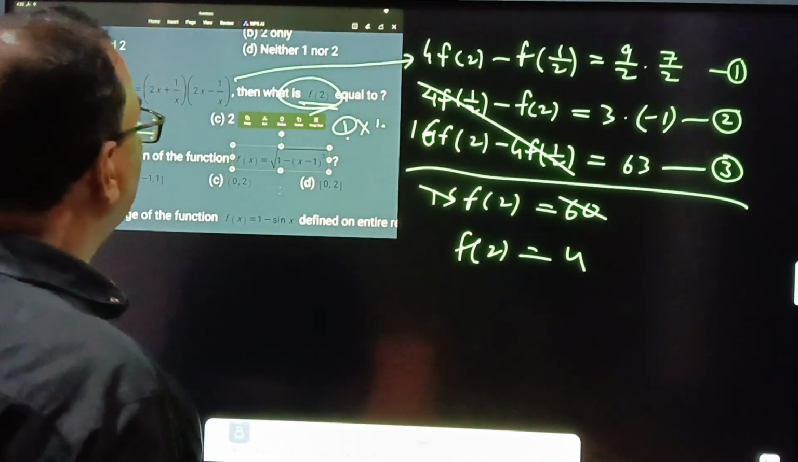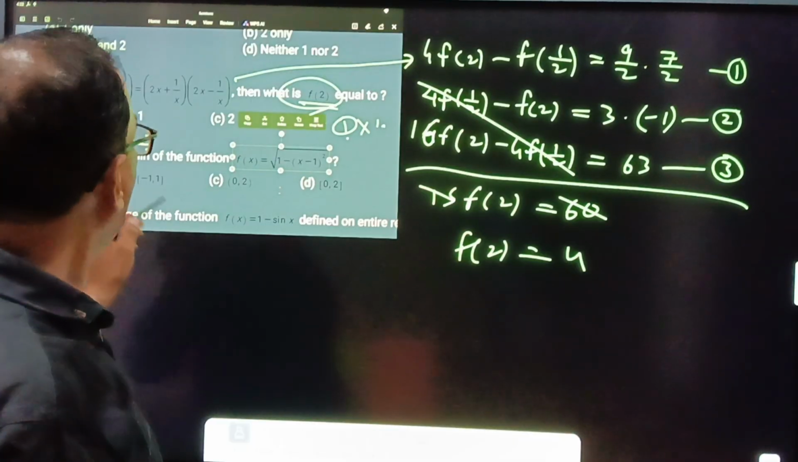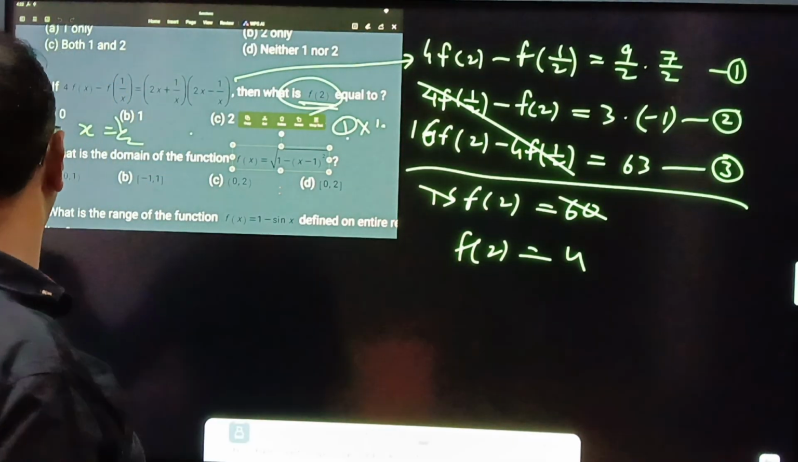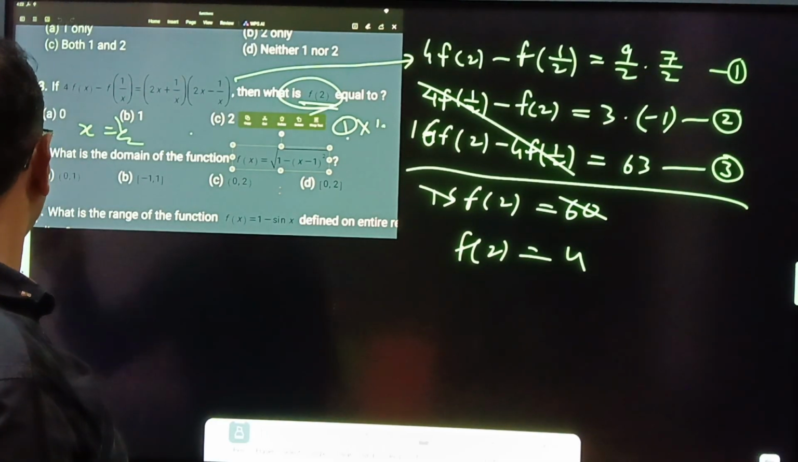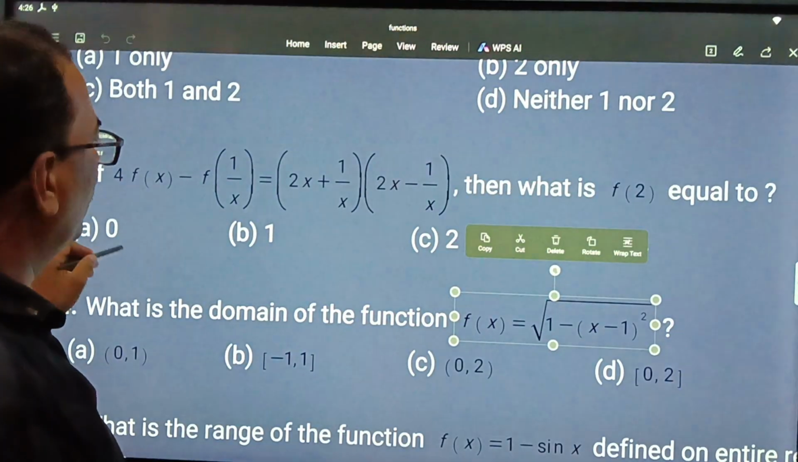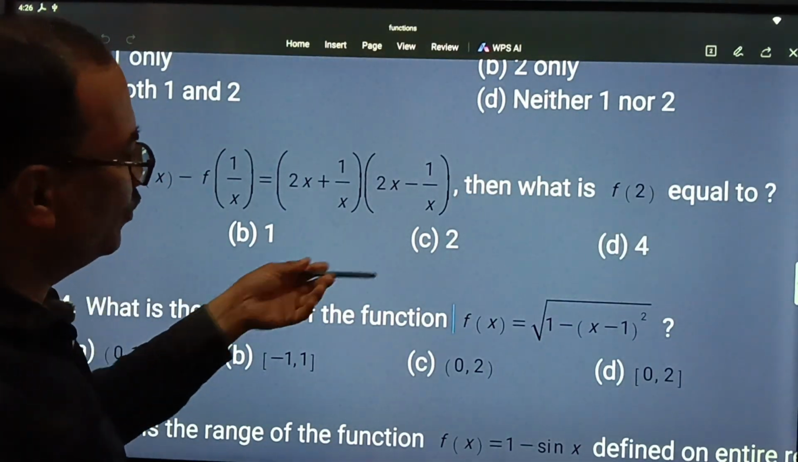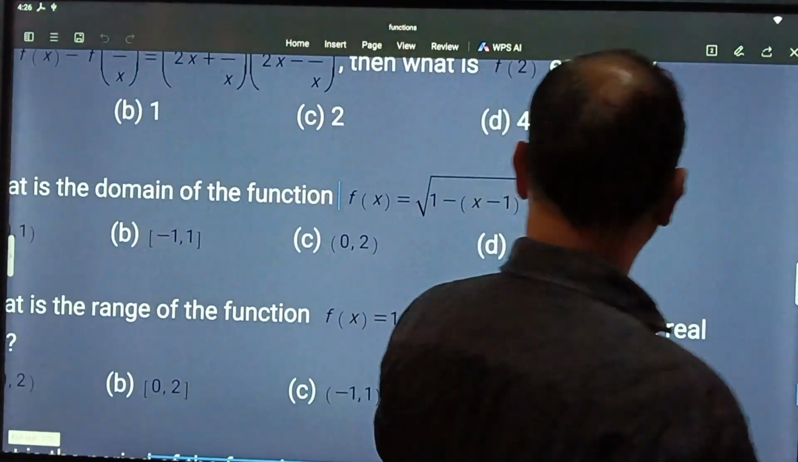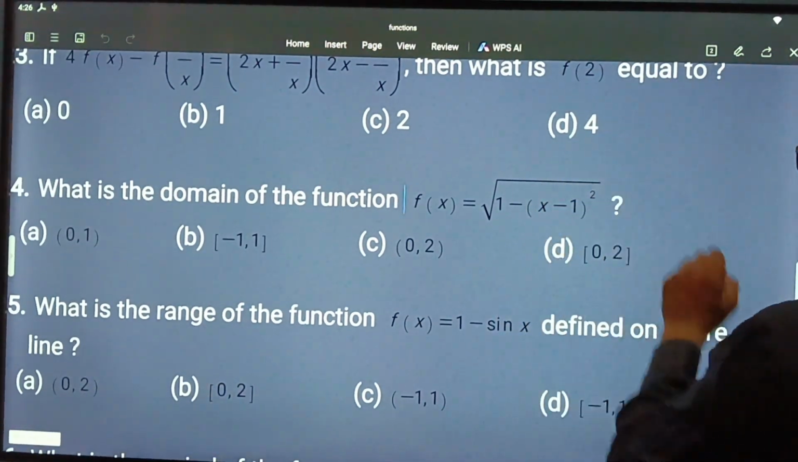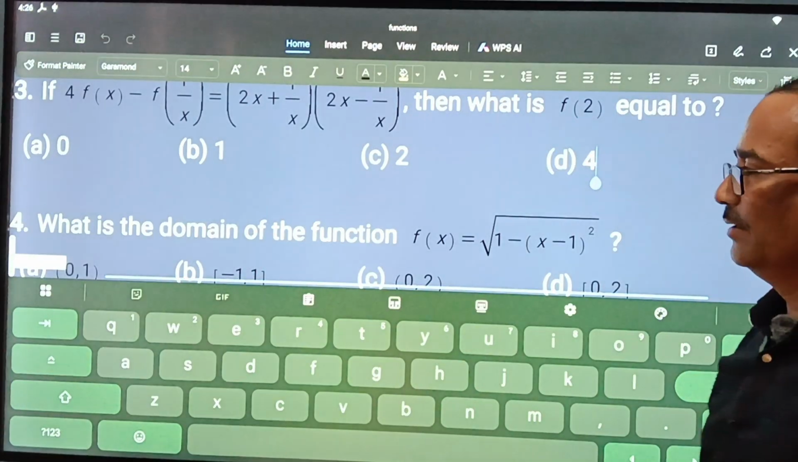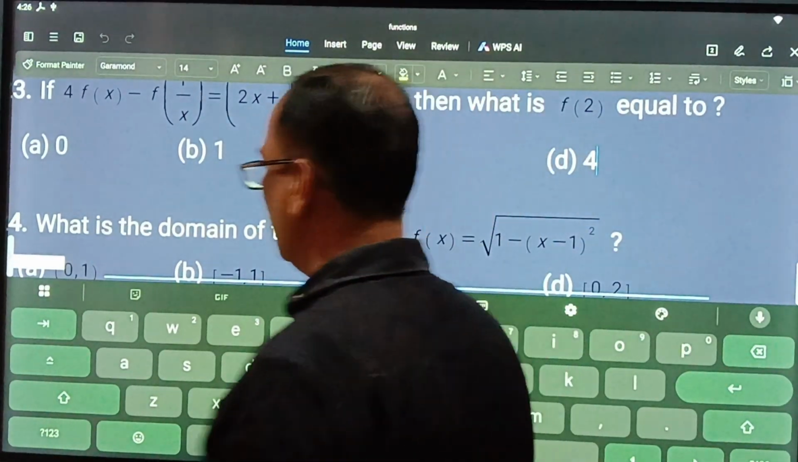So here, is the option 4 there or not? 0, 1, 2 is there. 4 is there, definitely 4 is there. So the correct option is option 4. Got it or not? So this is very easy for us, definitely.